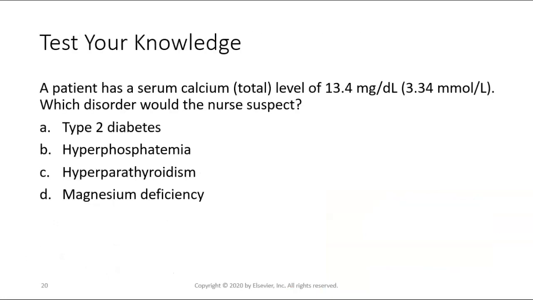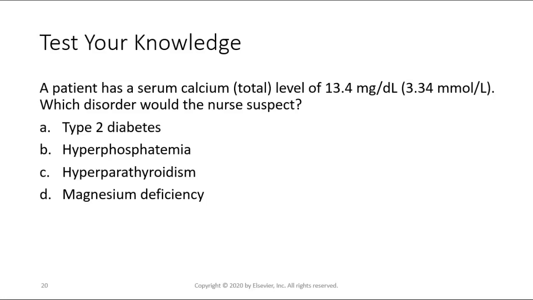Okay, so a couple of questions, and I'll release you from this one. So this is testing your knowledge, and you can pause this at any time. Patient has a serum calcium total level of 13.4 milligrams per deciliter. Which disorder would the nurse suspect? Your choices are type 2 diabetes, hyperphosphatemia, hyperparathyroidism, or magnesium deficiency.